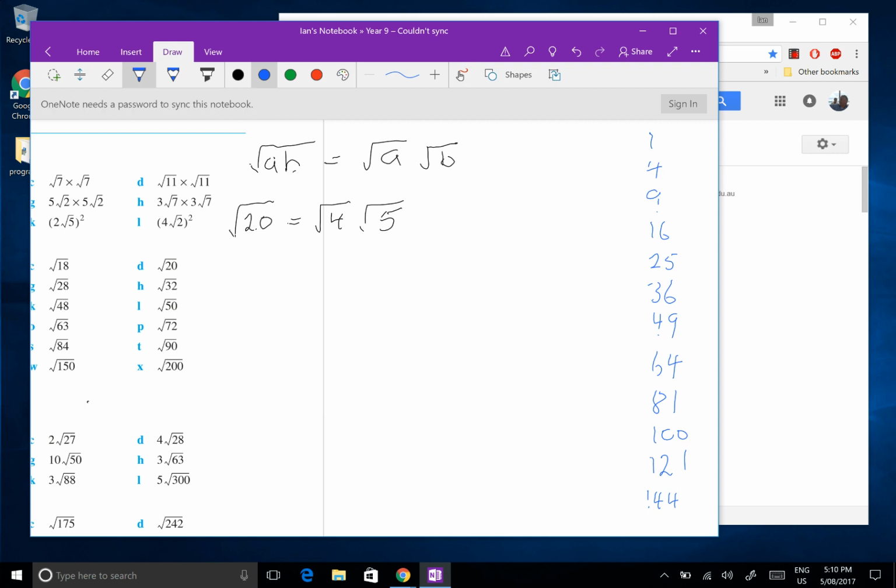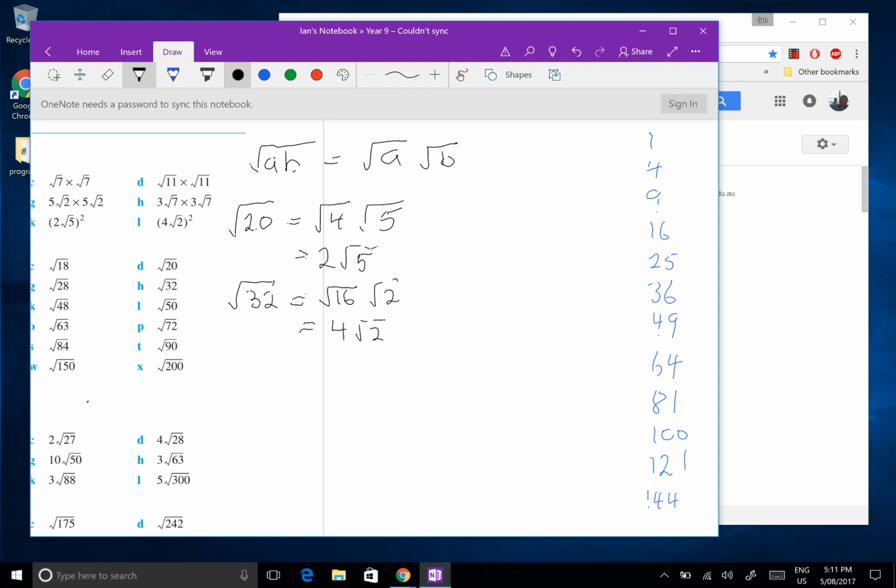So we're looking for a square number that can multiply into our number here, and we know that 4 goes into 20. 4 is a square number, and we're away because the square root of 4 is 2, and I can write that as 2 root 5. So I've simplified root 20, and I've written it as root 4 times root 5, square root of 4, 2 root 5. Let's take root 32, which is the next one. And I know that 16 goes into that, and I know 16 is a square number, so it's root 16 times root 2, which will give me 4 root 2.